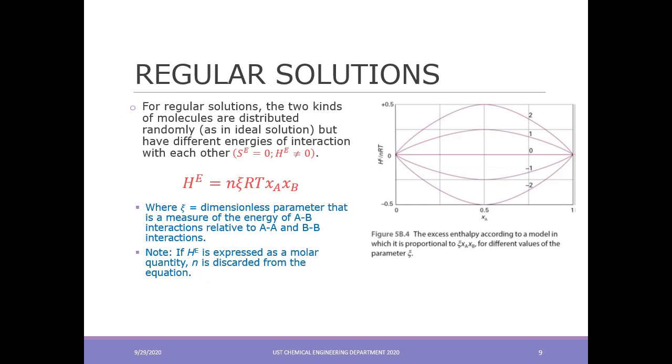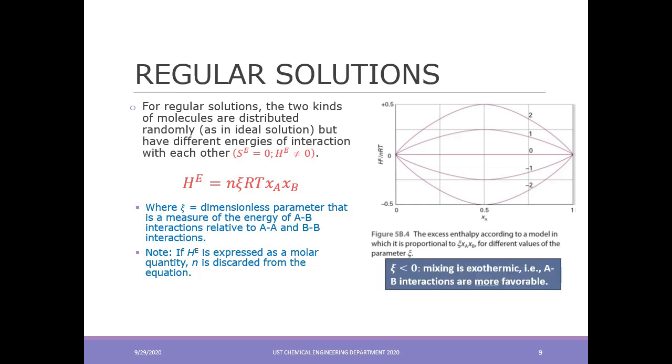As shown in this graph, if the parameter Xi is negative, HE and therefore the observed enthalpy of mixing is negative, which means that mixing is exothermic and the interactions in the mixture are more favorable than the interactions in the pure liquids. On the other hand, if Xi is positive, HE is positive, meaning mixing is endothermic and interactions in the pure liquids are more favorable.